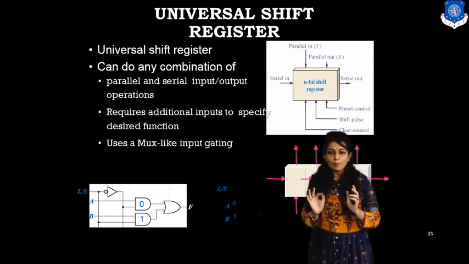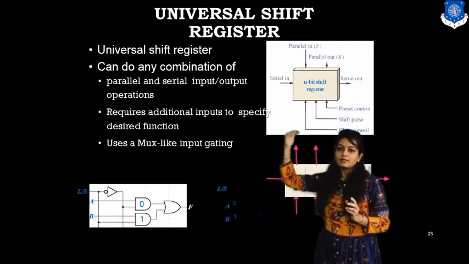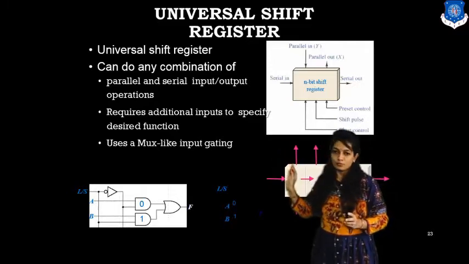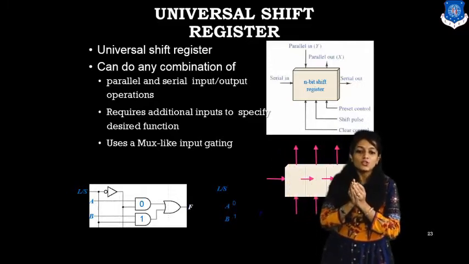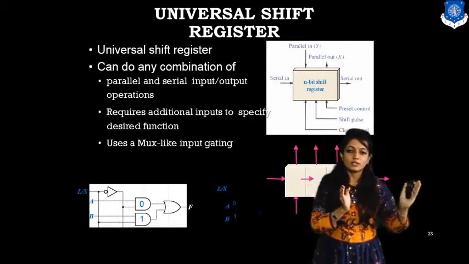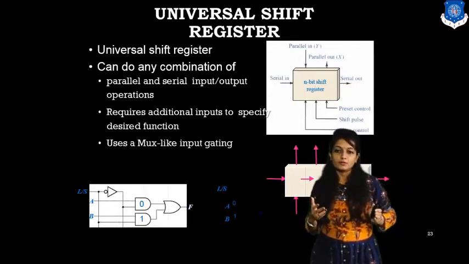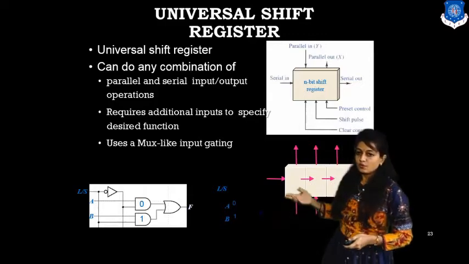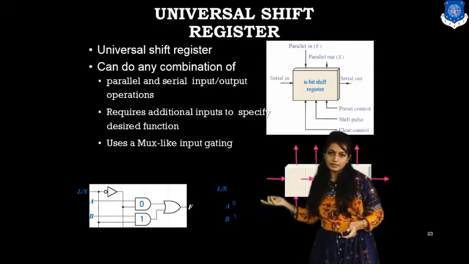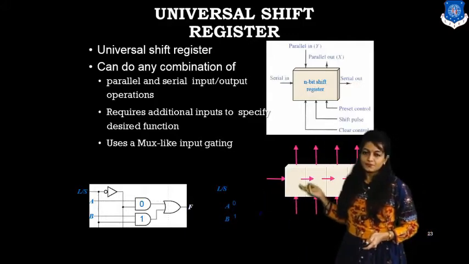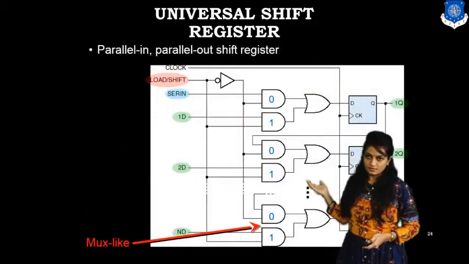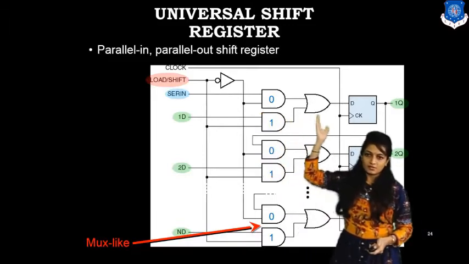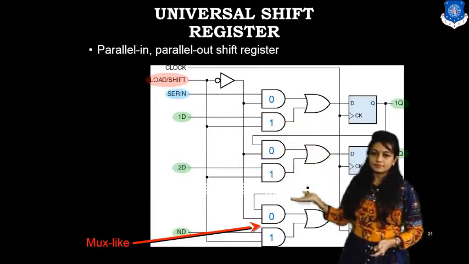So what is a universal shift register? It can do a combination of parallel and serial input-output operations. It requires an additional input to specify in which direction I need to transmit, whether shift left, shift right, or serial and parallel. We use a MUX-like input gating, so it is called a universal shift register. It will look like this. The parallel in, parallel out shift register will be like this.